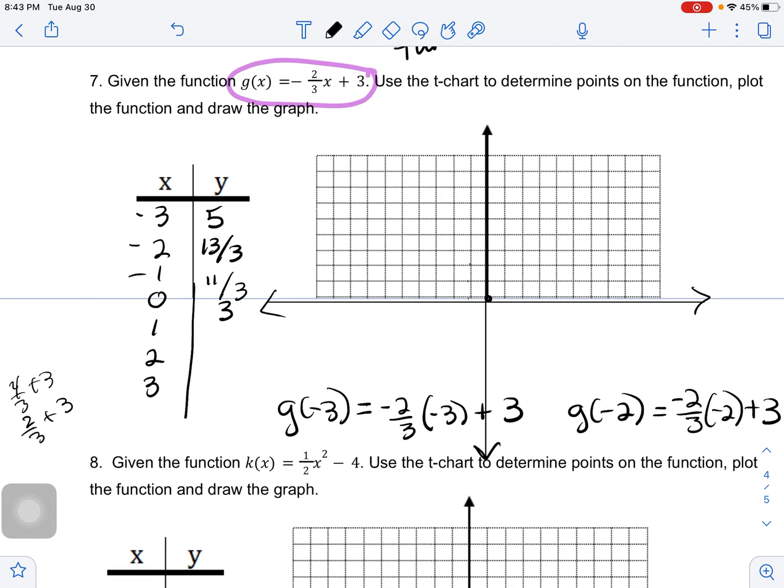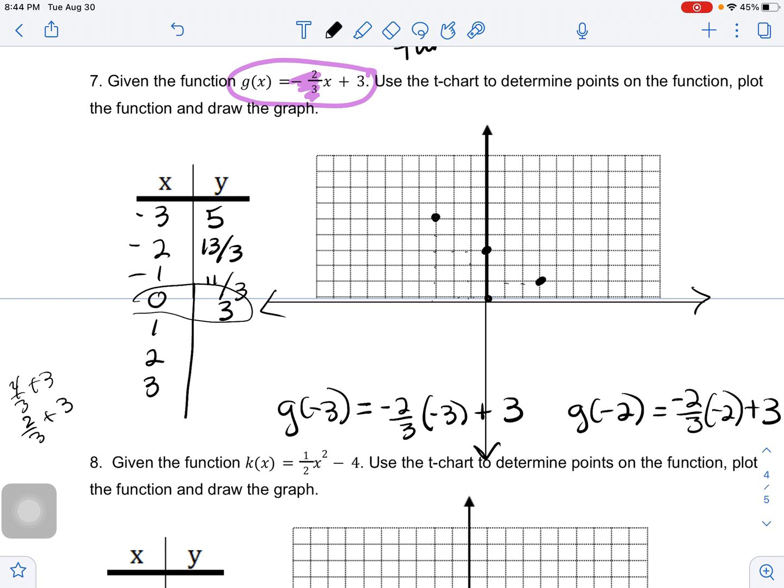Okay, -3, so this is 0, 0. Okay, 1, -2, -3, 1, 2, 3, 4, 5. -2, 13/3. So that's 3 and 2/3. Now, some of you may be realizing, hey, that's a line. -2/3 is the slope of that line. So I should be able to go down 2 over 3. Oh, look, there's my y-intercept, down 2 over 3.